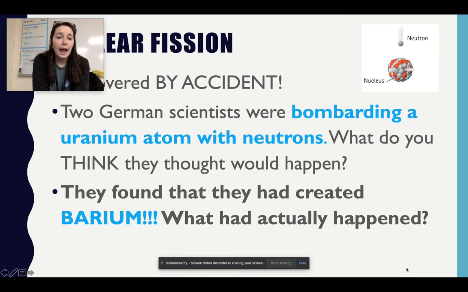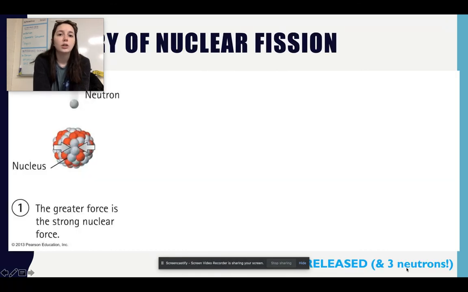So what had actually happened was that because they were adding more neutrons to the nucleus, it started breaking down because it was radioactive and it didn't want to be unstable. It wanted to reach a stable state. So as they continued to add more and more and more, it continued to break down until we got all the way down to barium, which is 56 on our periodic table. Just crazy to think about.